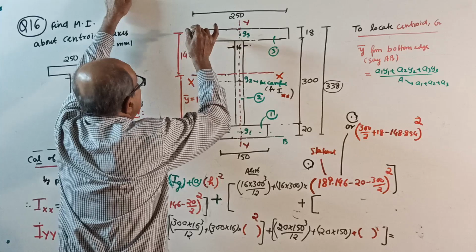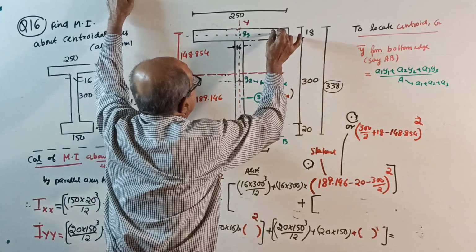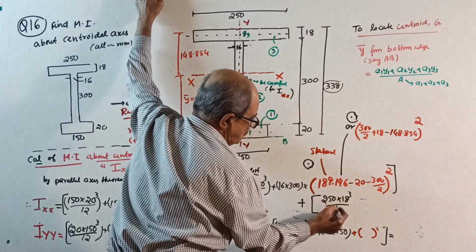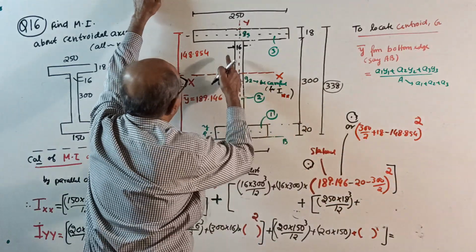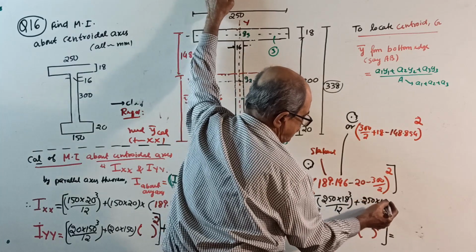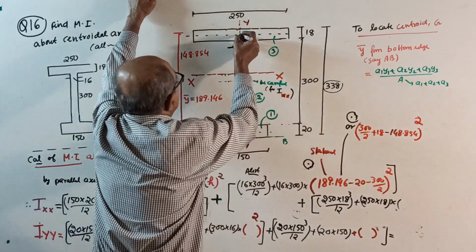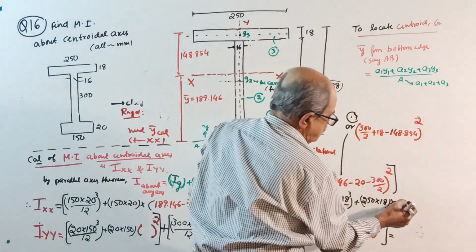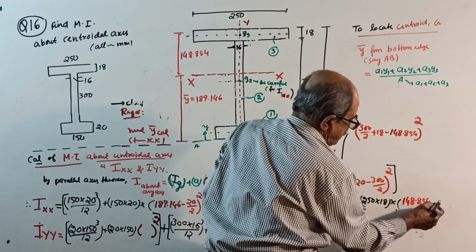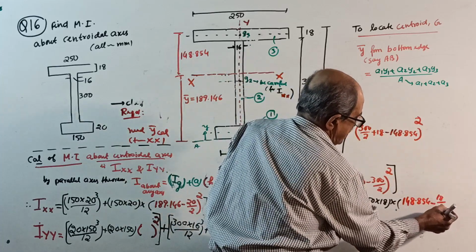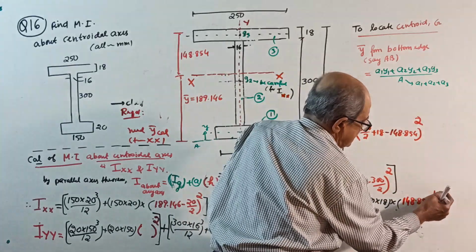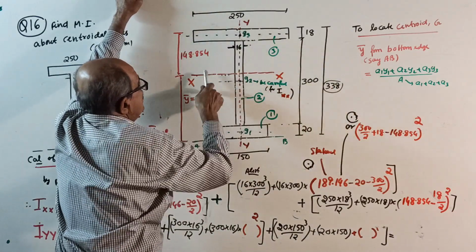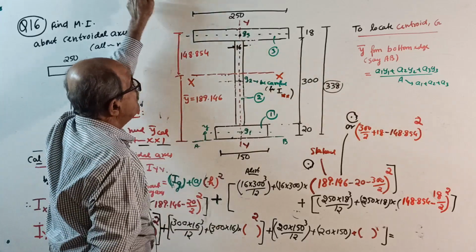Start. I about its own centroidal axis: 250 into 18 cube by 12. 250 into 18 cube by 12 is Ig, plus area 250 into 18. 250 into 18 is the area, into the distance from the centroid of this component to the xx axis. See, this distance squared directly: 148.854 subtract 18 by 2, whole square. We want the distance from centroid G3 to xx, which is 148.854 minus 18 by 2.